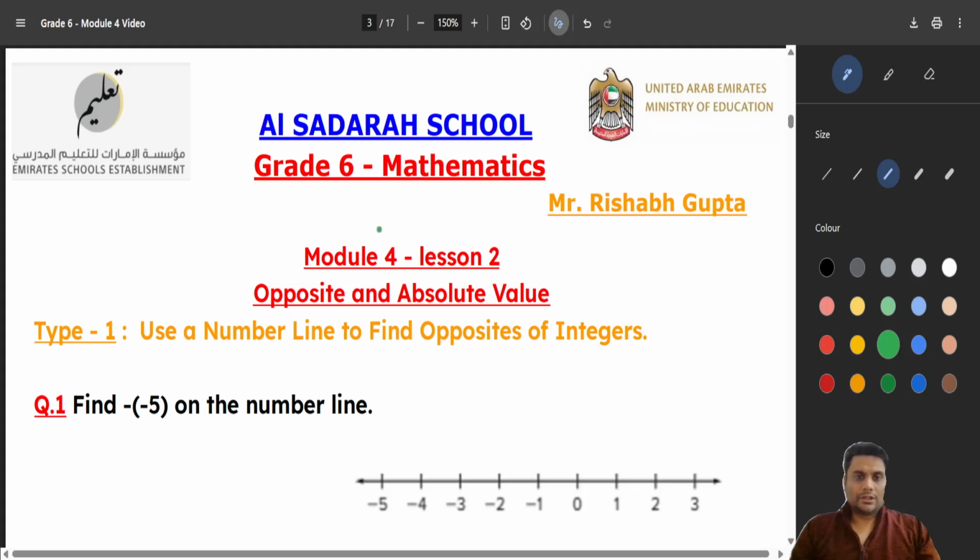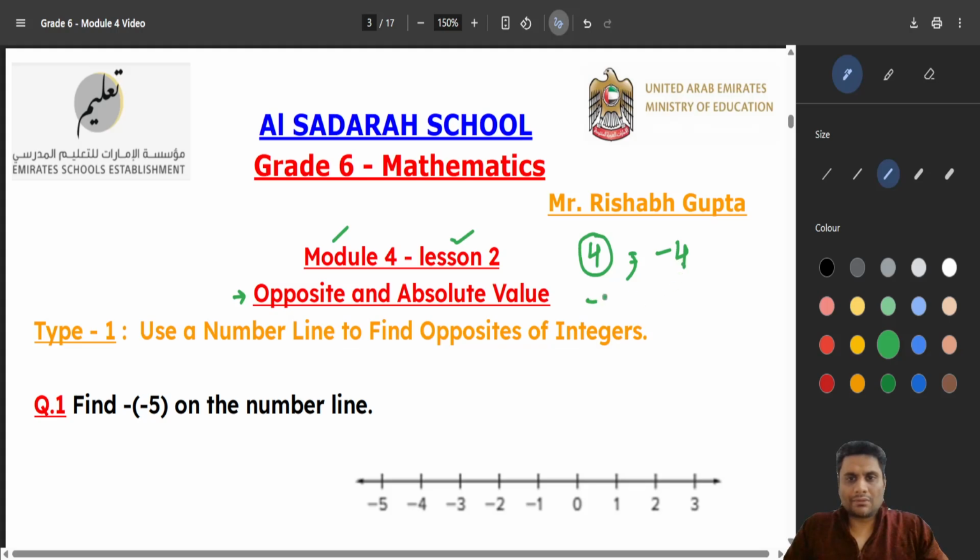Hello everyone, let us start with the grade 6 module 4 lesson number 2. The name of the lesson is opposite and absolute value. So first of all, what are opposite values? Let's take any number. For example, I take a number 4. When I say opposite, it means change the sign of the number. So the opposite of 4 will be minus 4.